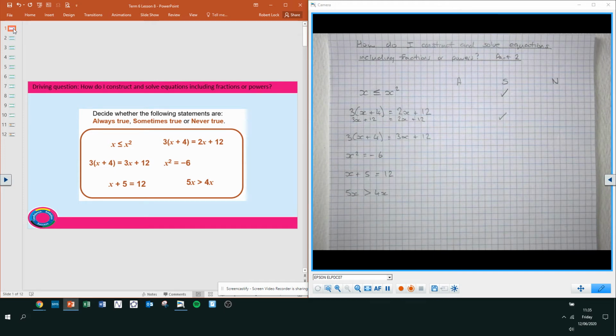3 bracket x plus 4 bracket equals 3x plus 12. Well, we know from the top one above it that 3 bracket x plus 4 bracket is 3x plus 12. So it's going to be always true. That statement is always going to be true.